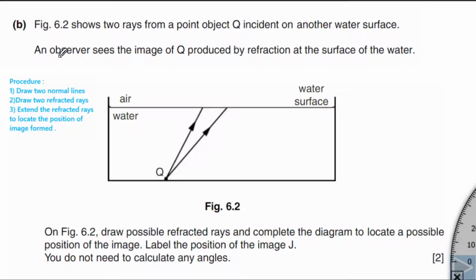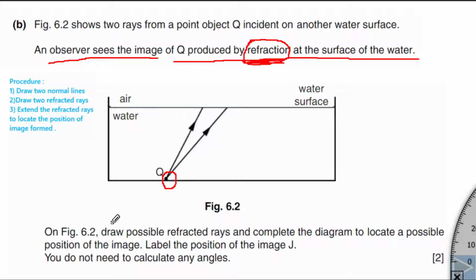For part B, it is given that an observer sees the image of Q produced by refraction at the surface of the water. Our object is here. This is the object, and this is vacuum. An image is formed by refraction. This question is asking us, on figure 6.2, to draw possible refracted rays. Possible means we do not need to worry a lot about angles. Then complete the diagram to locate a possible position of the image and label the position of the image using letter J.